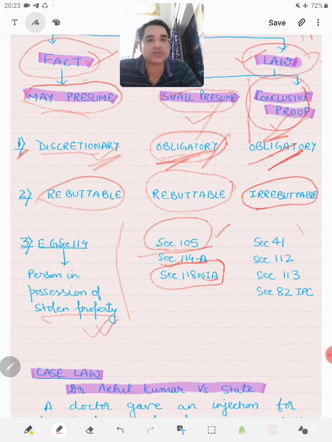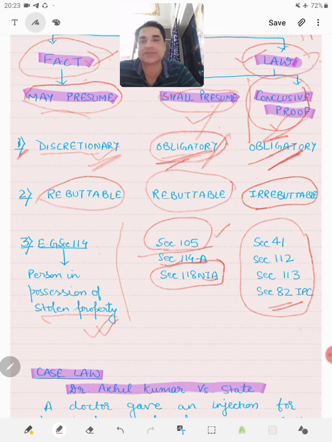Next is conclusive proof. These are four very important examples which are asked time and again in examinations, and it was asked by me also in my interview examination of judicial services.